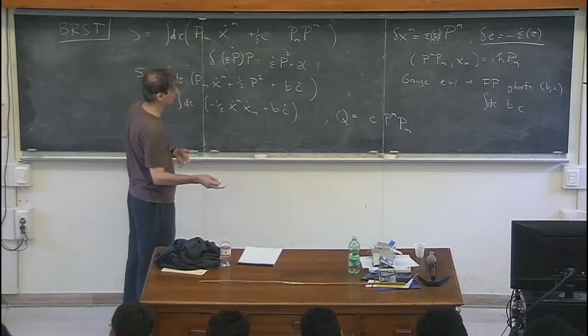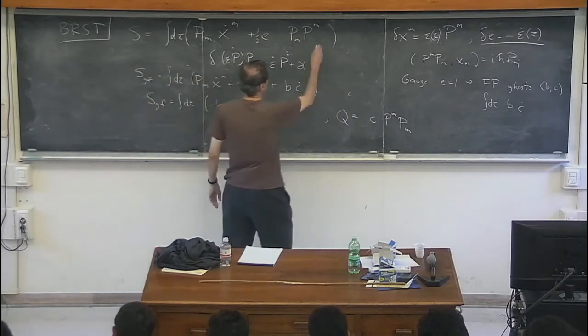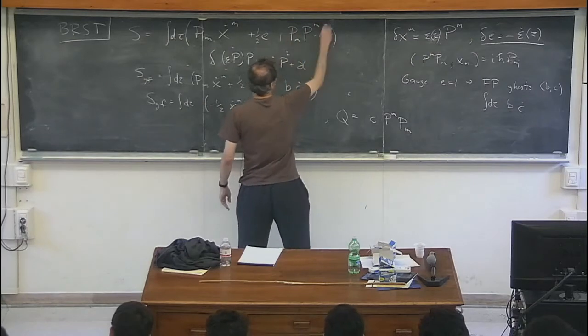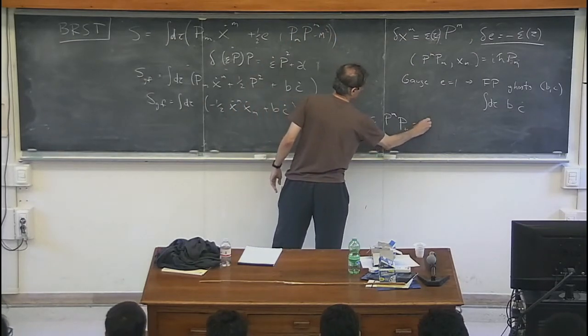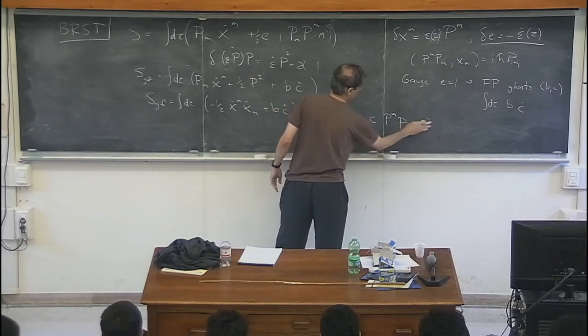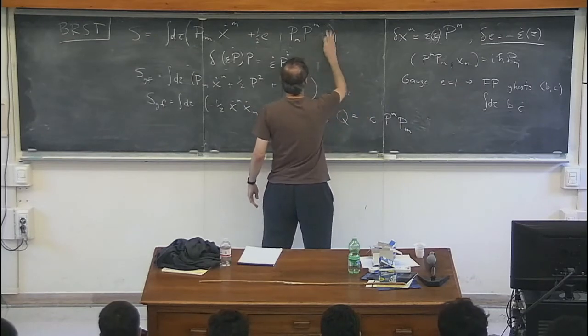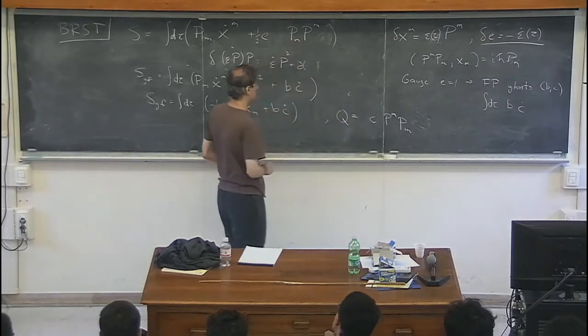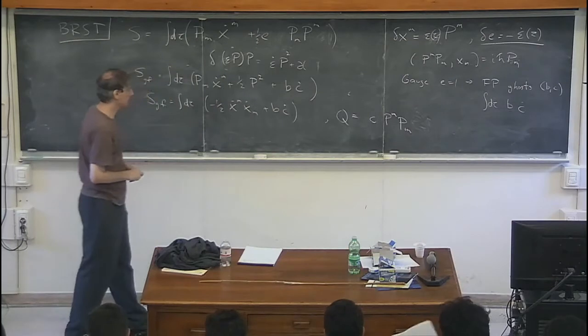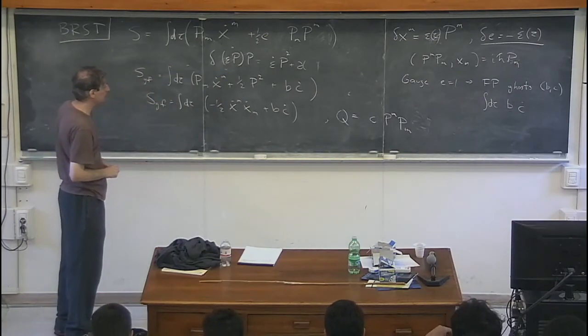Now, I could have, of course, done it with mass. Then you'd have minus m squared here, and then there would be a minus m squared here. But just because we're going to soon go to the string, we might as well set m squared equals zero. So this describes a massless particle.